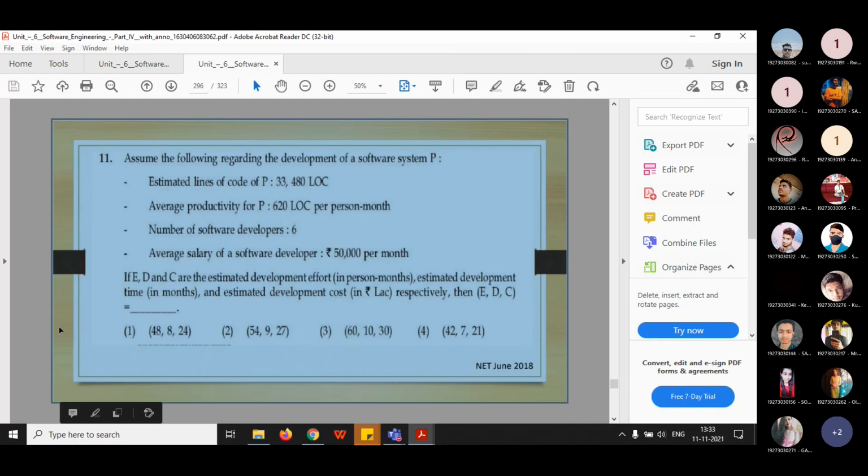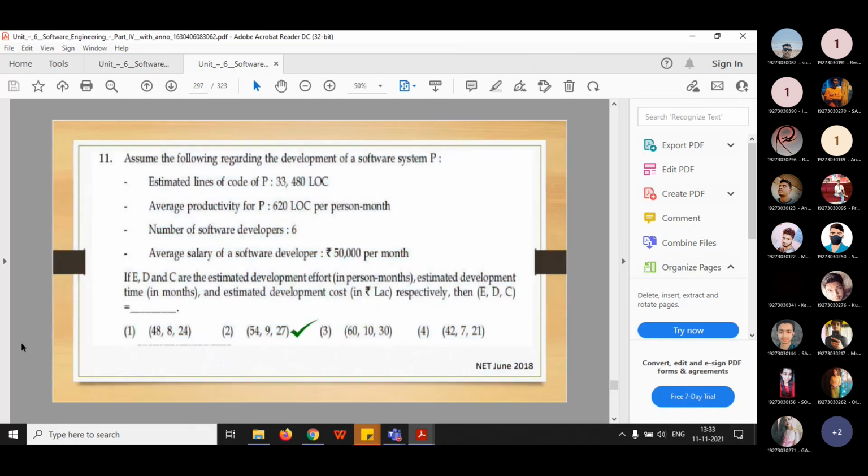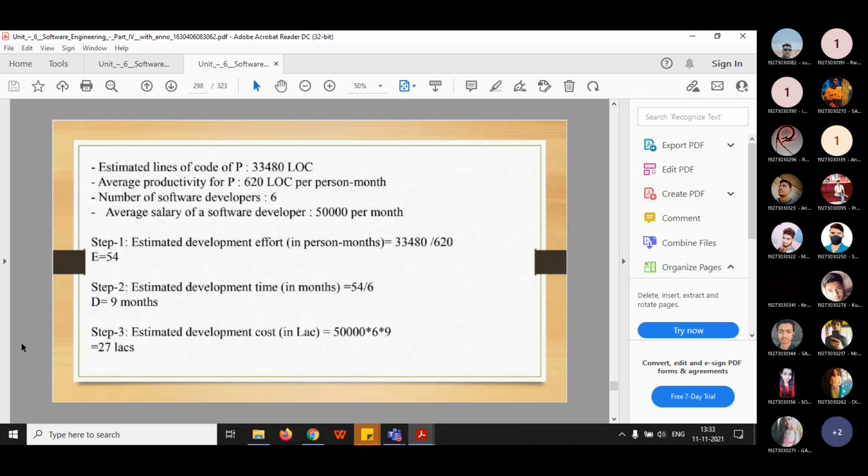Very good. Okay, so see here, this is the correct answer: 54, 9 and 27. Simple thing. See here, the estimated lines of code is given, that is 33,480 LOC. The average productivity is also given, 620, the number of software developers is 6, and the average salary of a software developer is 50,000 per month. Now first you need to calculate the effort.